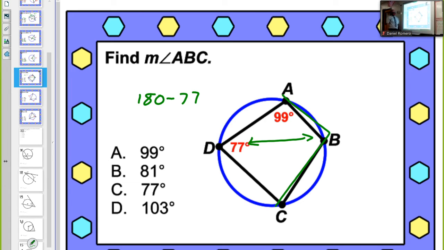This is going back to, I think, week 1 or week 2. Opposite angles are supplementary. The mistake here is that people think they're congruent. They say, oh, they're congruent. No, they're not congruent, they're supplementary. What is that? Is it 103? Yeah.